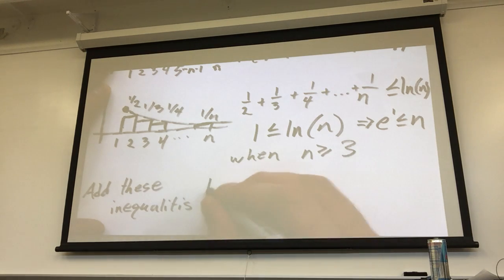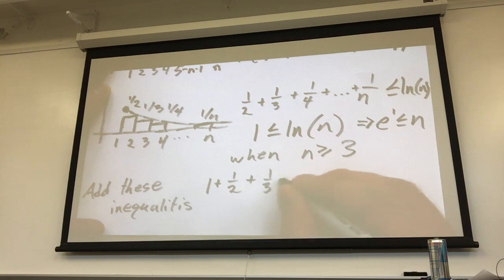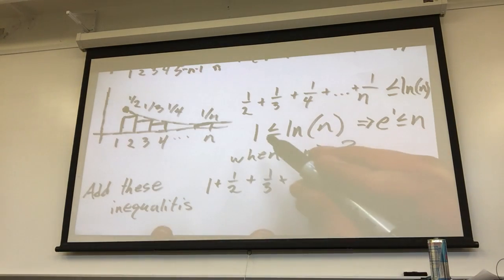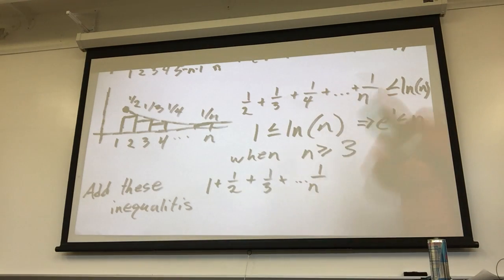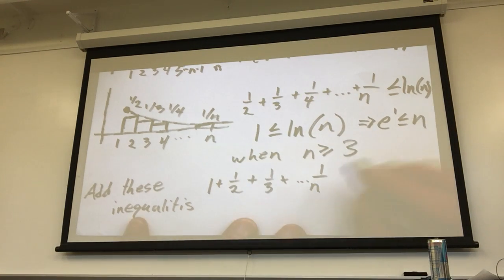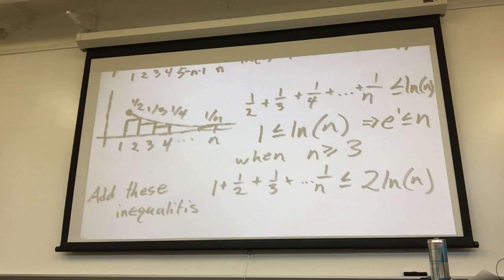And I get that 1 plus 1/2 plus 1/3 plus all the way off to 1 divided by n. And so I'm adding in the 1 into that statement, and I'm adding in the natural log of n to the opposite side. It's going to be 2 times the natural log of n.